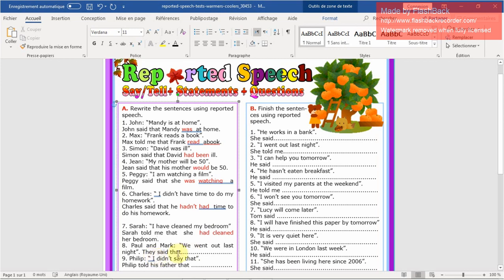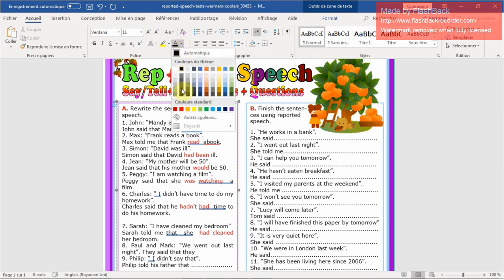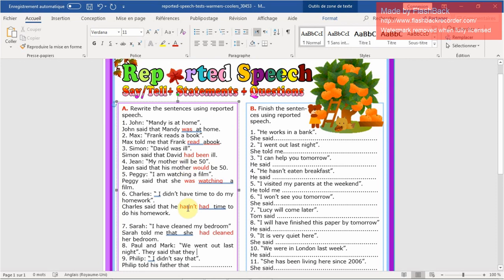Now Paul and Mark are speaking. They said: we went out last night. This is the verb to go in simple past. Simple past turns into past perfect. So they had gone. Excellent. They had gone out last night, the night before.